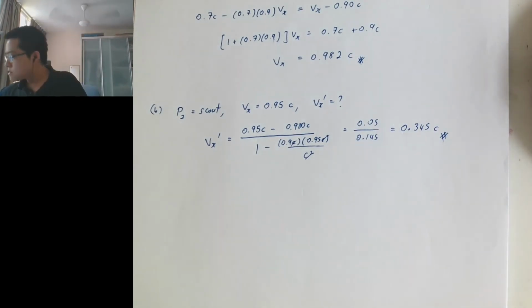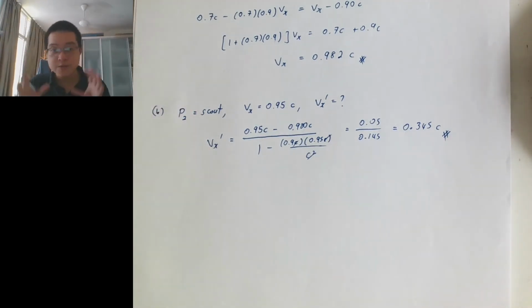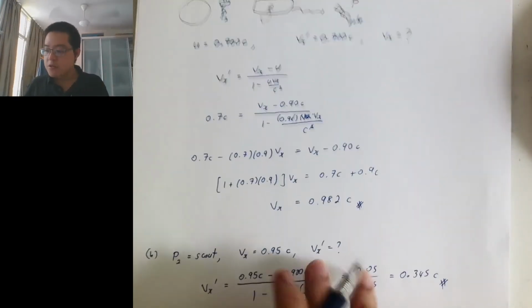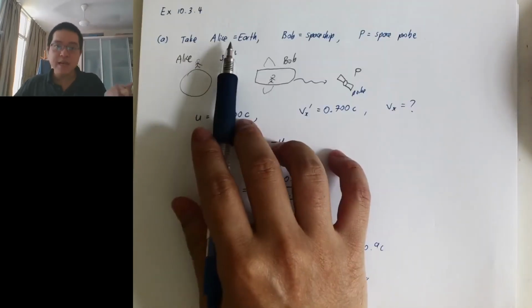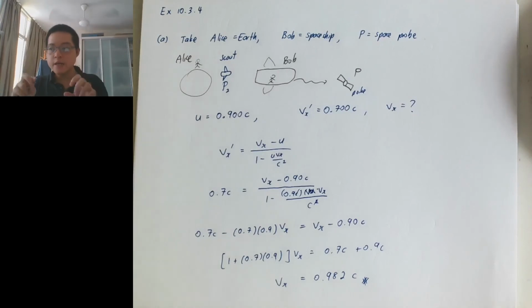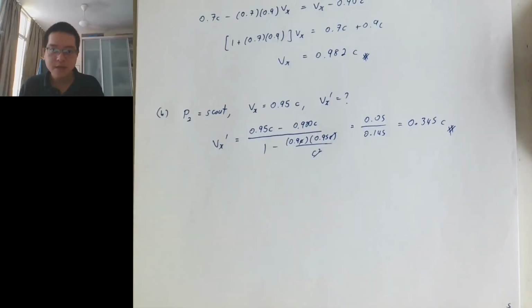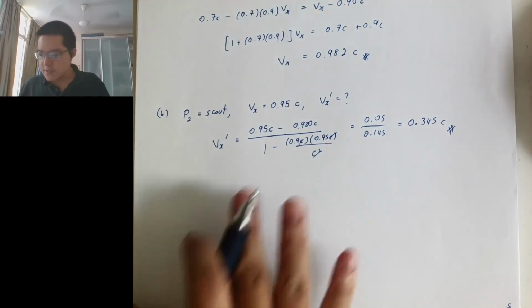Getting the formula is very tricky and hard to understand, but once you have the formula, you just need to decide who is Alice, who is Bob, who is the P, put everything in correctly, and then the rest is just putting in the numbers. So it's pretty straightforward after that. Okay, so that is the example.